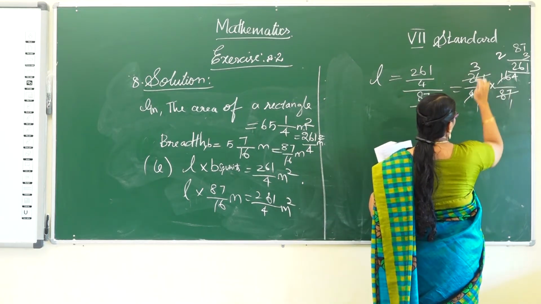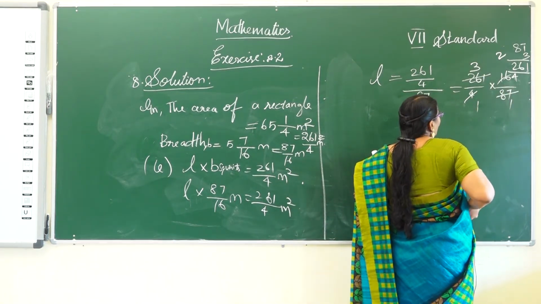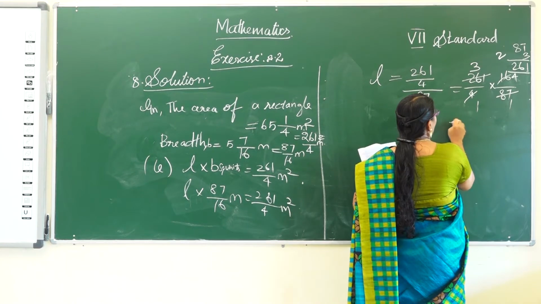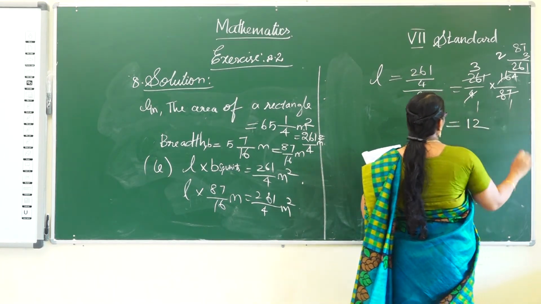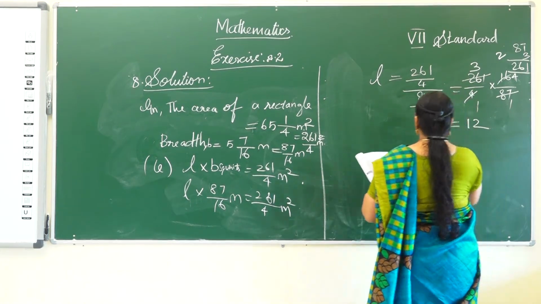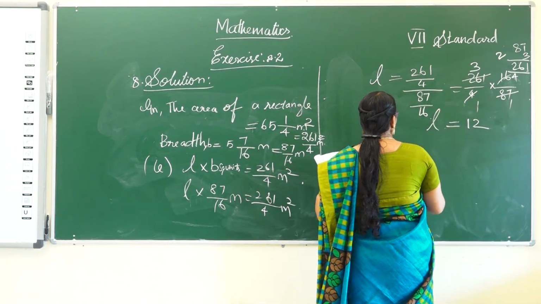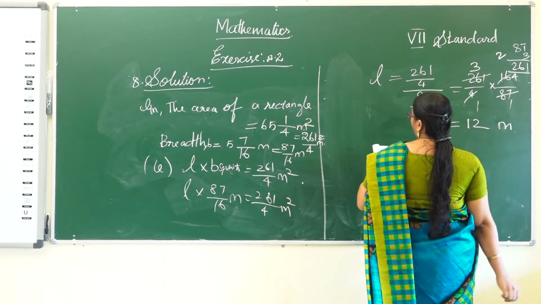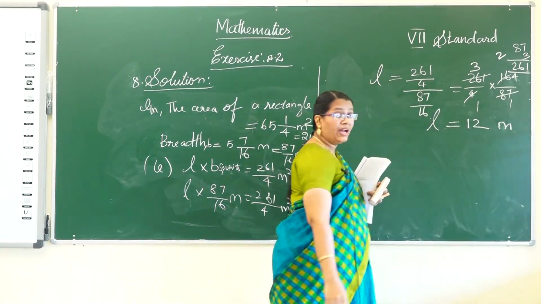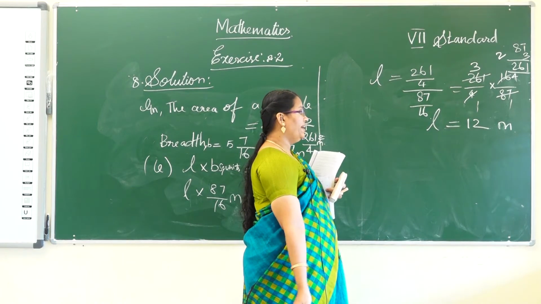Here 4, here is 3. So multiplying the numerator, 3 fours are 12. The denominator is 1, so we need not put in this value. So L is equal to 12 meter. Okay, area is only measured by square units.